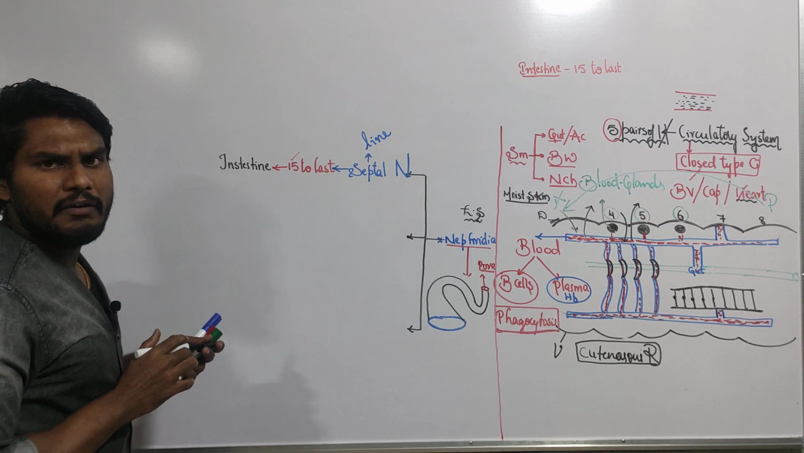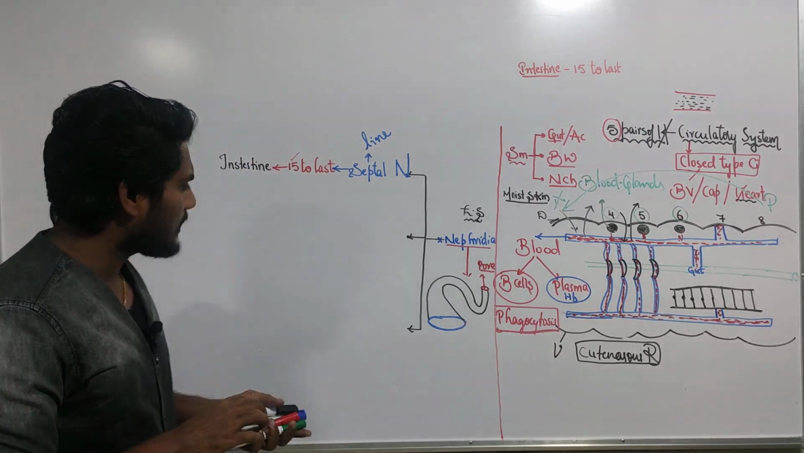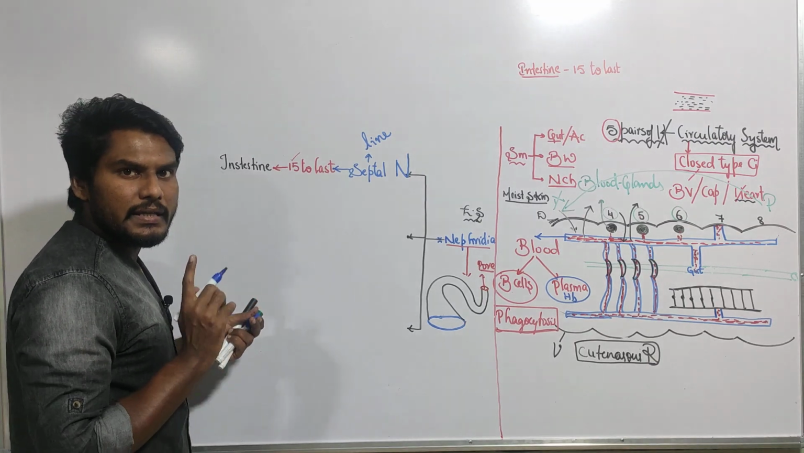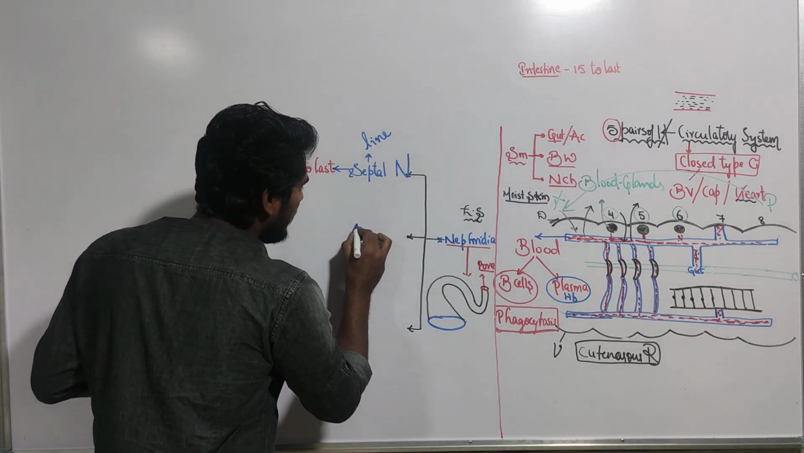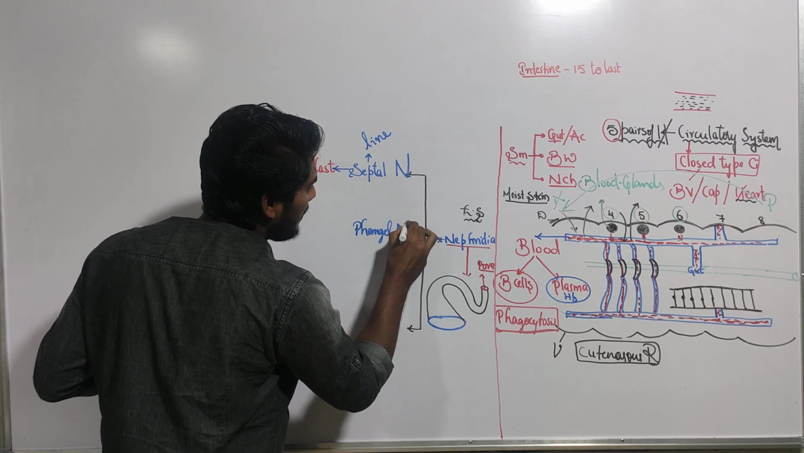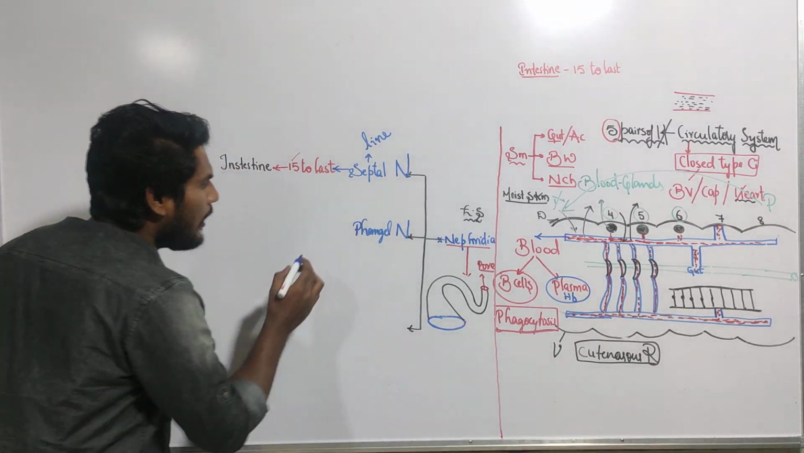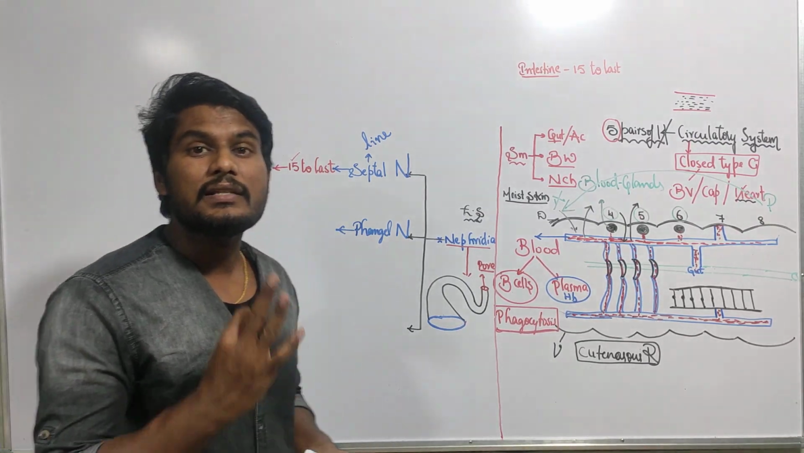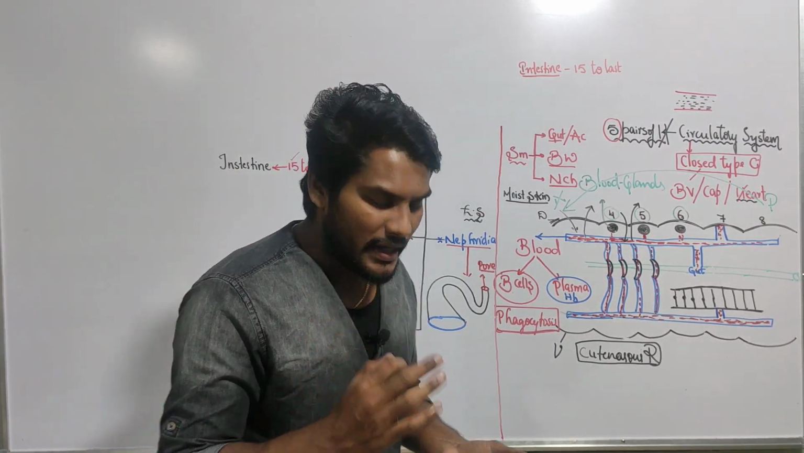Okay, fine. Septa, I will give the diagrammatical representation. And after septal nephridia, the second type of nephridia is pharyngeal nephridia. Pharyngeal nephridia. How many pharyngeal nephridia are there? The pharyngeal nephridia are three pairs. Three pairs of pharyngeal nephridia.